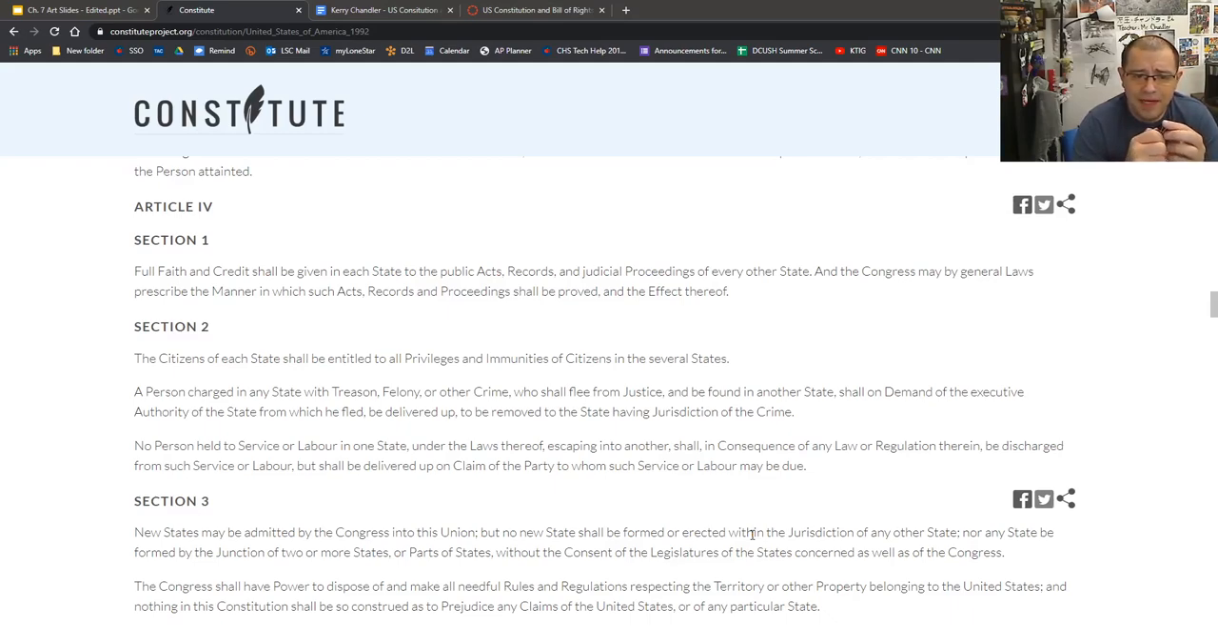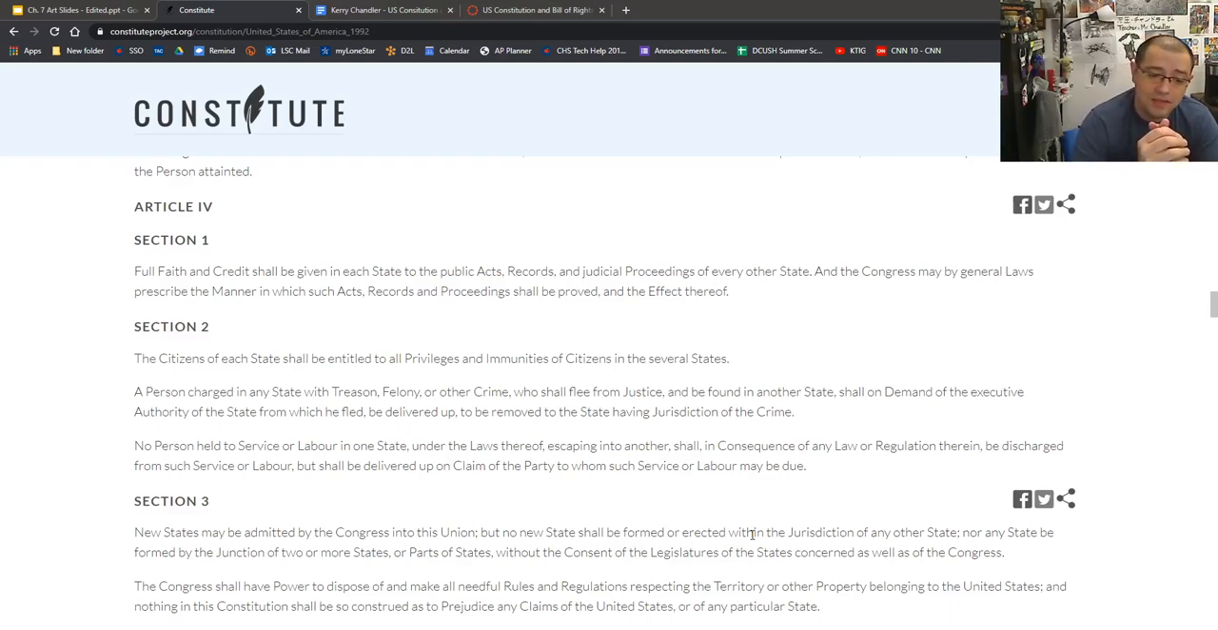We also have the Privileges and Immunities Clause, which is that citizens of a state are entitled to all privileges and immunities of citizens of all states. There's also what we call extradition, where if you're charged with a crime in one state, you can't be tried in a different state. They have to try you in the state that you did it in.